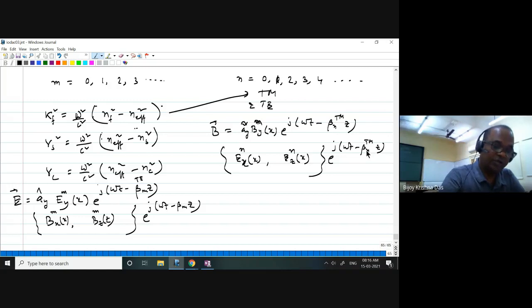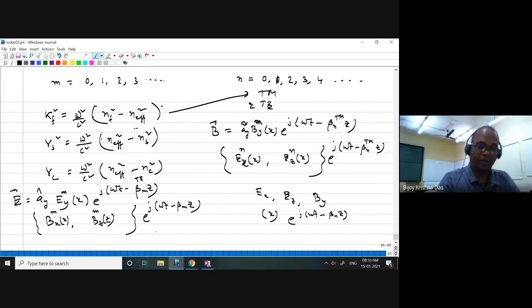So I have three components here, Ex, Ez, and Hy. All are functions of x. All are functions of e to the power j omega t minus beta n z. And here also all three components are functions of x, because x direction variations are there.